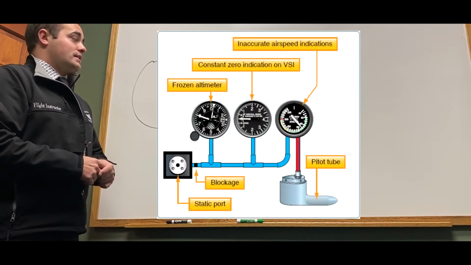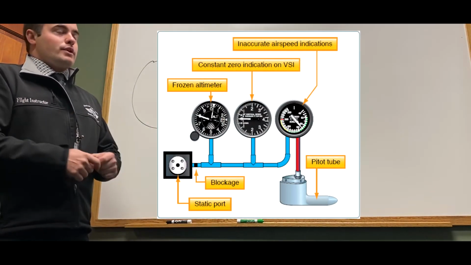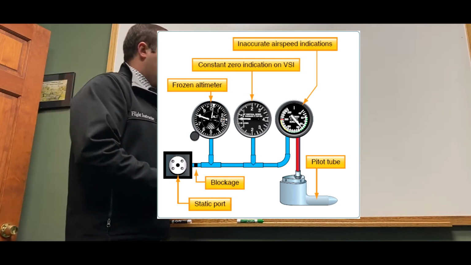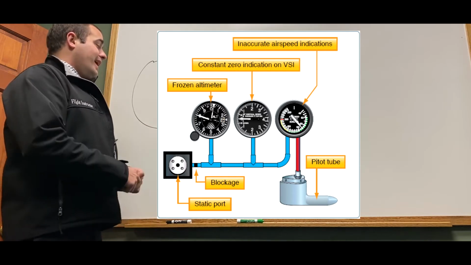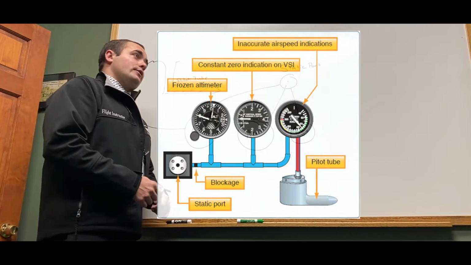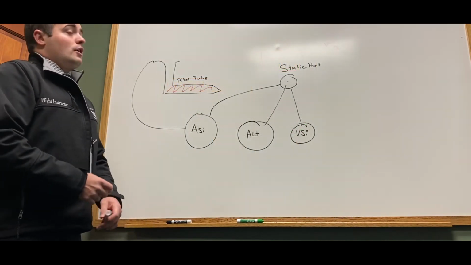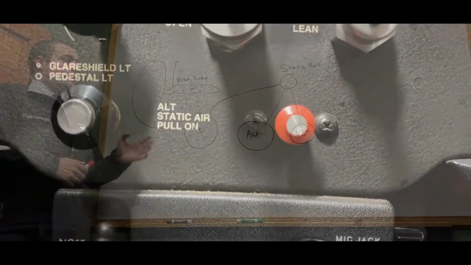Now, if for some reason our static port got blocked or maybe it iced over, it would block that static air inside the system. So our altimeter would be stuck at whatever previous altitude we were at where it got blocked. Our VSI would read 0. And our airspeed indicator would work, however, it would be inaccurate. If that did happen, we would pull the alternate static source inside of our airplane, and we would get our altimeter and our VSI back.